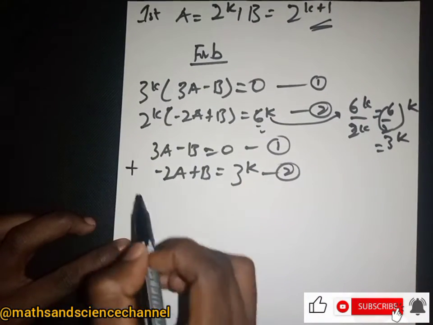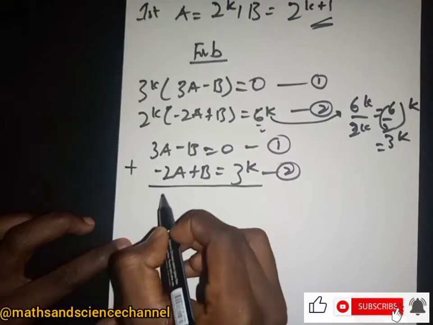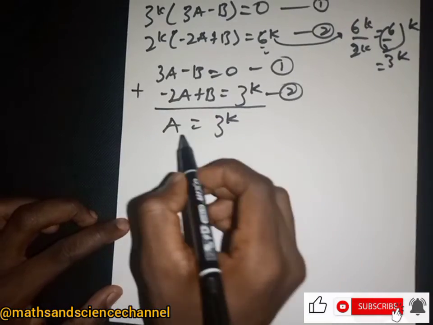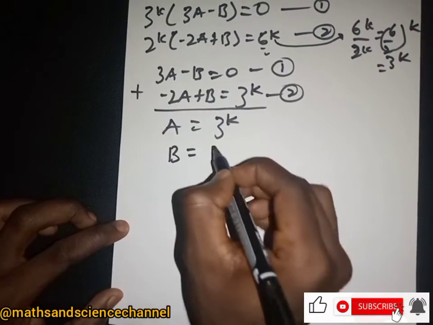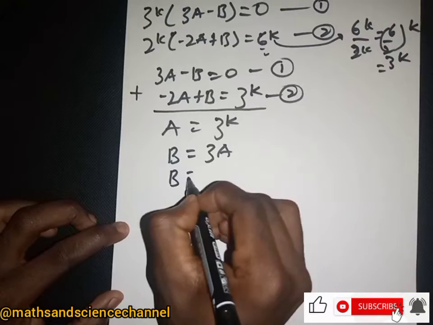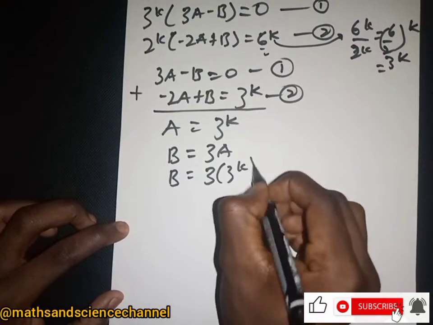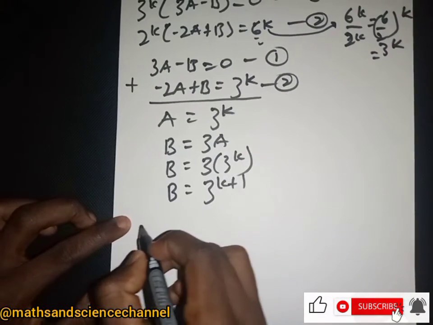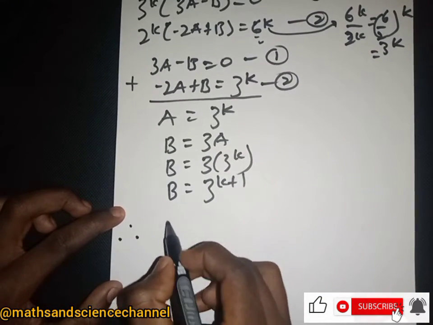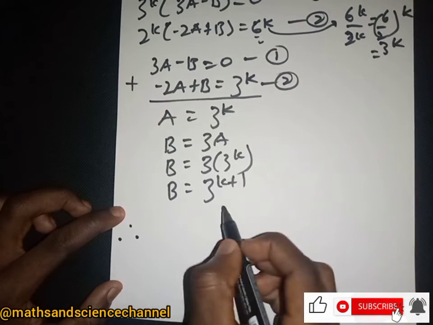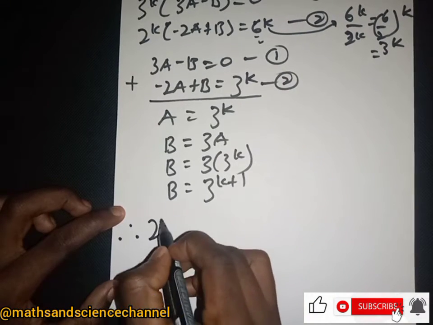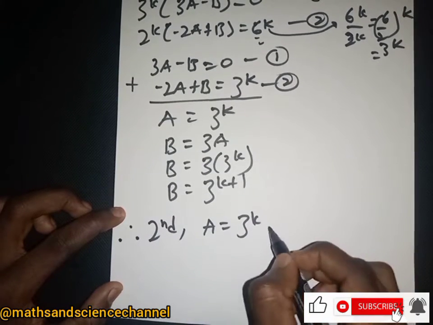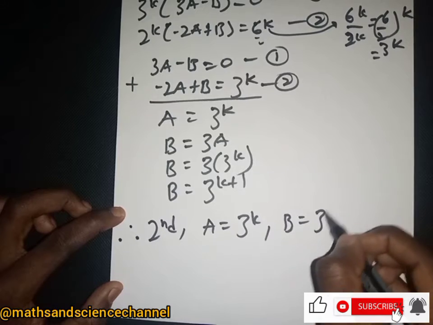So over here too we sum, right? When we sum, b goes away and we are left with a being equal to 3 power k, right? And then b is just equal to 3a. So therefore b will be equal to 3 multiplied by 3 power k, and therefore b is equal to 3^(k+1). That is for the second part. We have the second part being 3 power k for a, then 3 power k plus 1 for b, right?